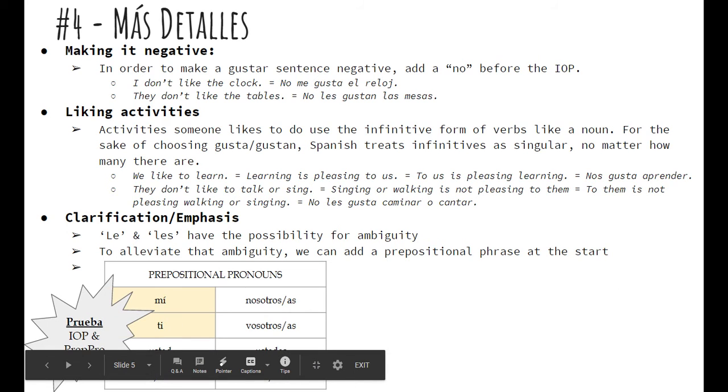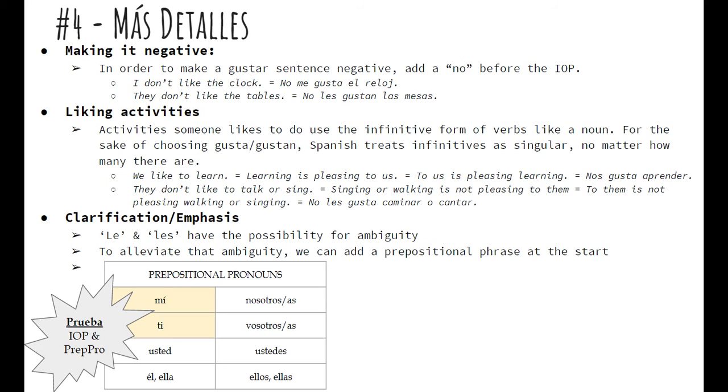And we will be having a quiz on this as well. So stay tuned for that. This will be on both of the charts, the indirect object pronouns chart and the prepositional pronouns chart.